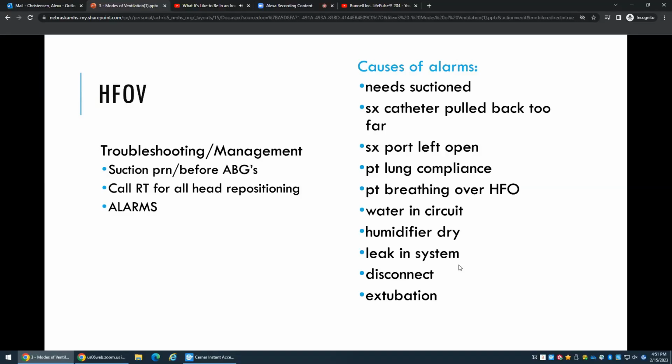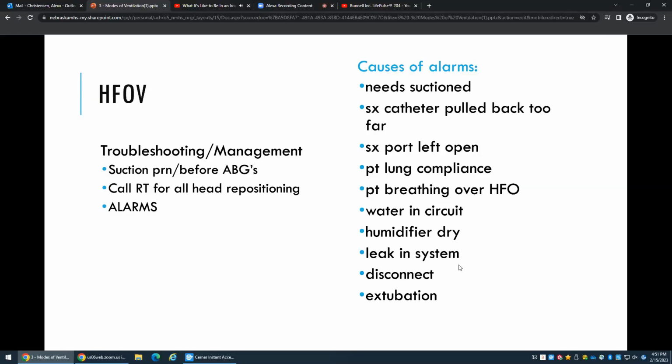The suction port where you put the saline, if that's left open, causes a little bitty leak and makes the oscillator chirp. Again, patient lung compliance, like we talked about. If your patient's getting sicker or getting better, sometimes the oscillator just needs tweaked a little bit. The settings are still the same, but the oscillator runs on a measurement, and it's measuring that maybe your lung compliance is different, so it might alarm a little bit.